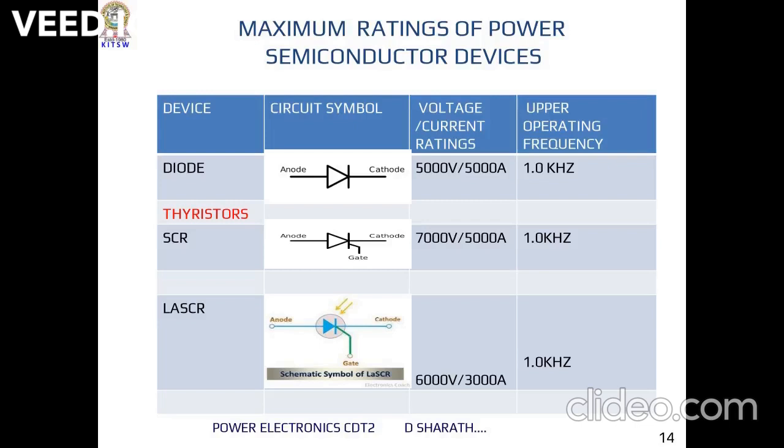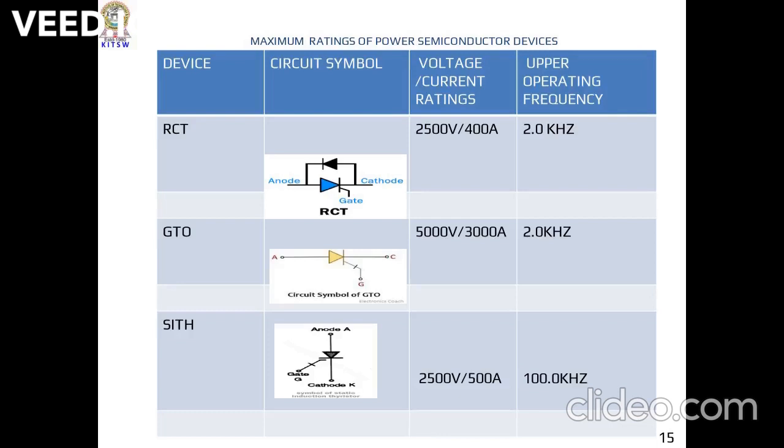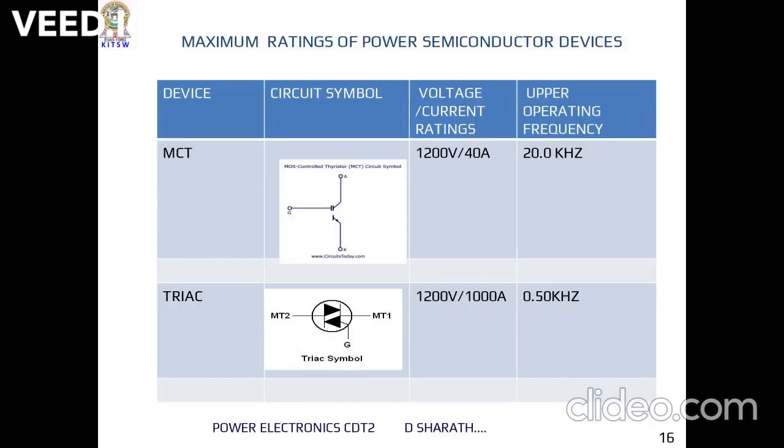Coming to the ratings of power electronic devices, this is the diode and its symbol, and its rating is 5000 volts and 5000 amperes. SCR is 5000 volts, 5000 amperes. This is the symbol of LASCR, and its rating is 6000 volts, 3000 amperes. RCT, reverse conducting thyristor, has a voltage rating of 2500 volts and a current rating of 400 amps. GTO is 5000 volts, 3000 amperes. These are the symbols of these devices, and there is an operating frequency.